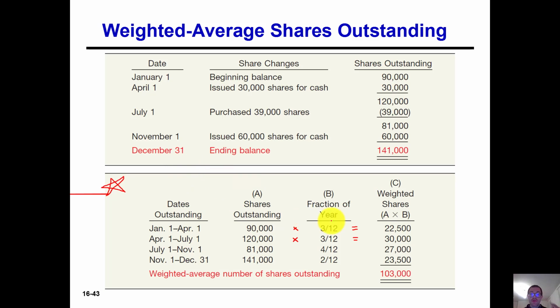Something else happened. You issued more shares at that point. So that 81,000 is going to be weighted by 4 out of 12. Okay. On November 1st, you issued 60,000 more shares. So now you got 141. This 141 is going to be weighted by just 2 out of 12 because November, December, 2 months. All right. You weight them all. Okay, you add them up. Your denominator for EPS is 103,000 shares. All right, so that's how that works.